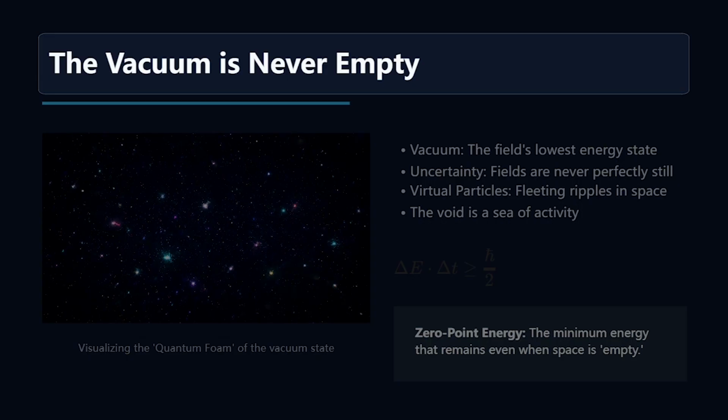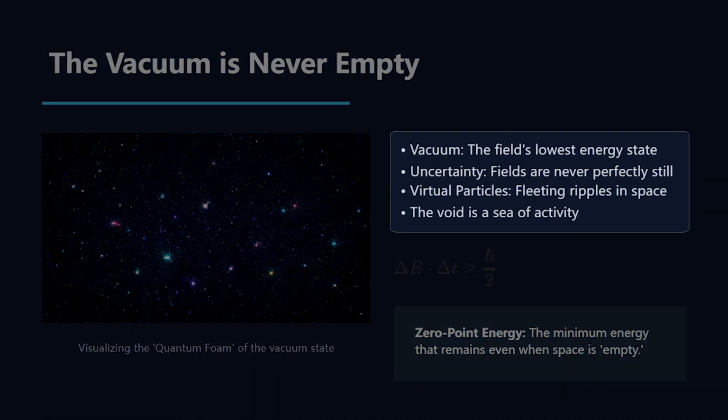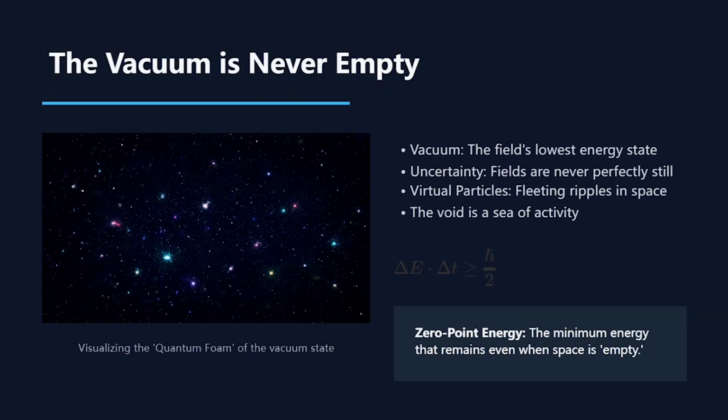Building on that mental leap we just took, if particles are ripples in a field, what happens when there are no ripples at all? You might call it empty space. But in the world of quantum physics, the vacuum is never truly empty. In quantum field theory, we redefine the vacuum. It isn't nothingness, it is simply the field's lowest possible energy state.